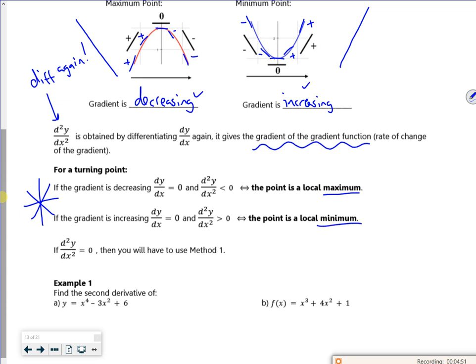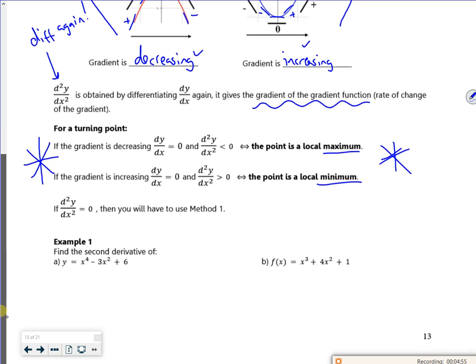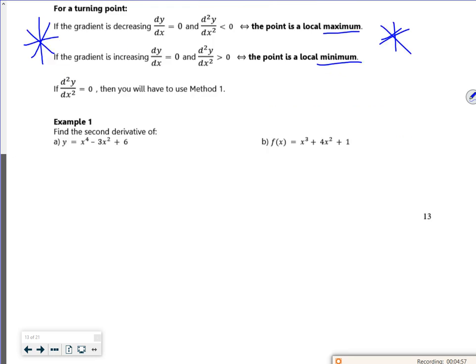Properly messes with your head. Just try to remember that bit. It's fine. But we need to find the stationary point first before we do it. So let's find it then. Let's have a quick look then.